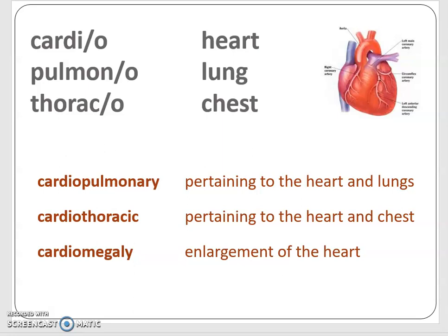So if we want to talk about the cardiopulmonary system, in other words, the relationship between the heart and lungs, we would use the term cardiopulmonary, and this is pertaining to heart and lungs. If we want to talk about the relationship between the heart and the cavity it's located in, we'd use the term cardiothoracic, pertaining to the heart and chest.